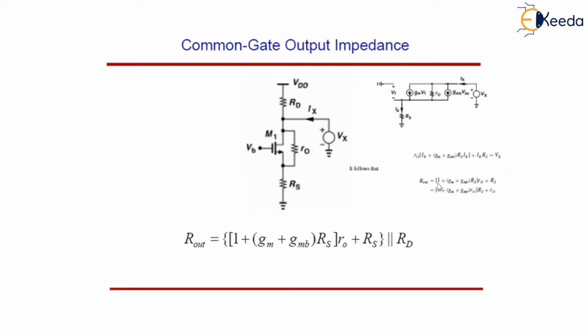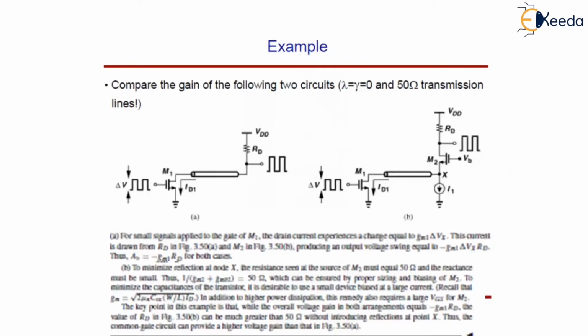We have already done this in the last lecture when we studied the source follower. That is, Rout equals [1 + (gm + gmb) R0] Rs + R0. Or we can also write this equation as [1 + (gm + gmb) Rs] R0 + Rs. And this is in parallel with the drain resistance, that is RD. So the output impedance of the common gate topology will be this. Easy. Let us take another example.